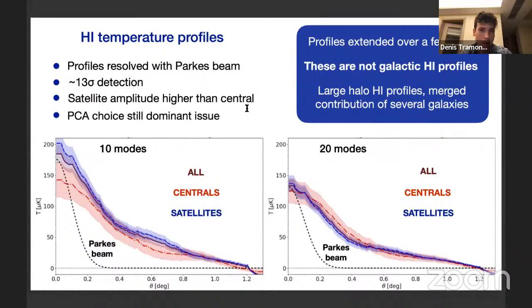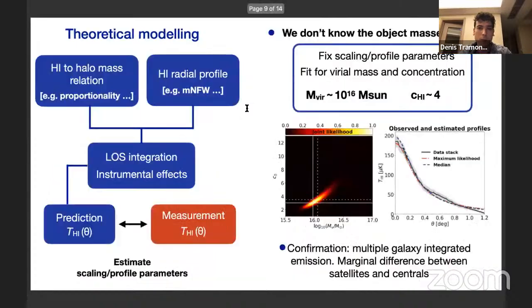These are very big halos, which are somehow artificially created in the process of producing the intensity maps by merging the contribution of several individual galaxies together. So of course, there is no recipe in the literature to model such an object, but still we can use some existing functional forms and try to provide a theoretical prediction. So the idea here would be to compare the prediction with the measurement, and this way provide estimates on the parameters that govern some scaling relation, for example, the scaling between the HI mass and the virial halo mass, or parameters that control the shape of the HI profile.